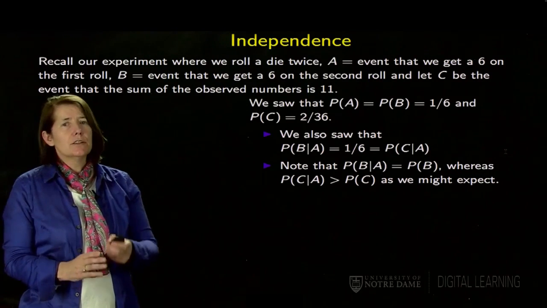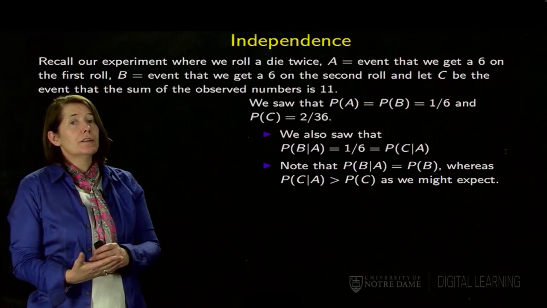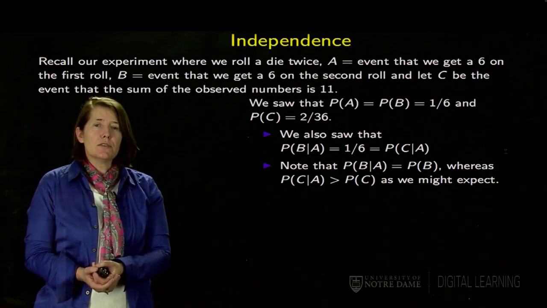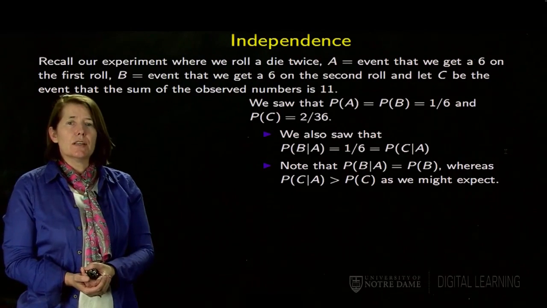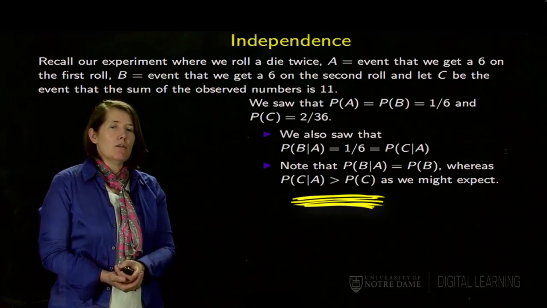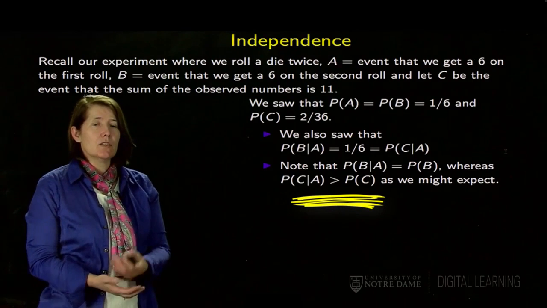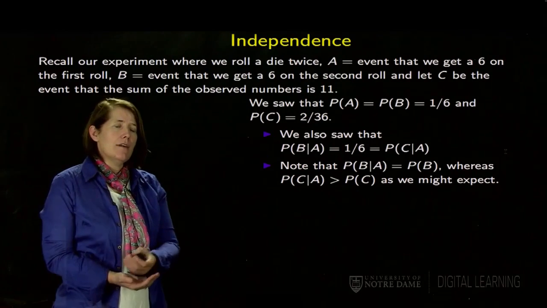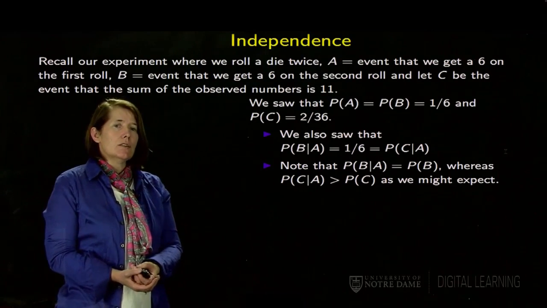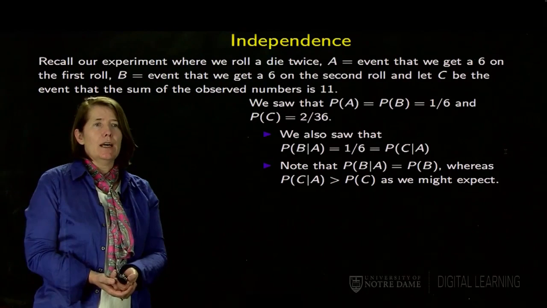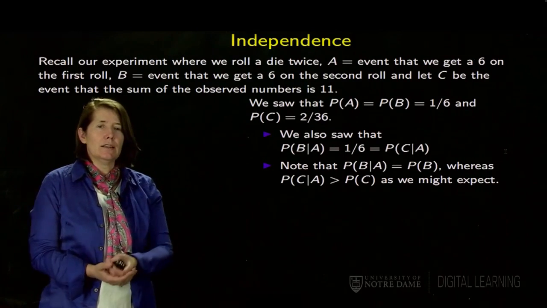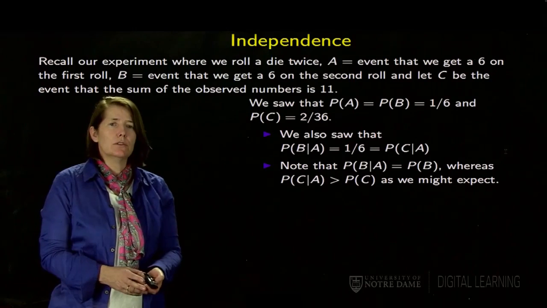On the other hand, the probability that the sum of the two numbers is 11 is increased given that we got a 6 on the first. So the probability of C given A is bigger than the overall probability of getting a sum of 11. Since 11 is a high sum, the highest sum we could get is 12, this is something we might expect, that getting a 6 on the first would increase our chances of getting a large sum for the two numbers.